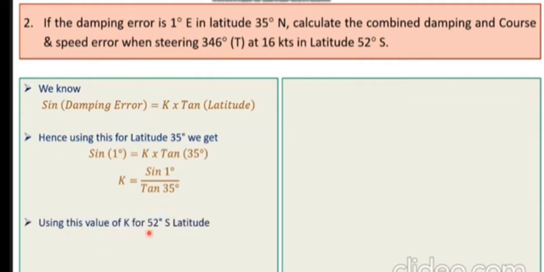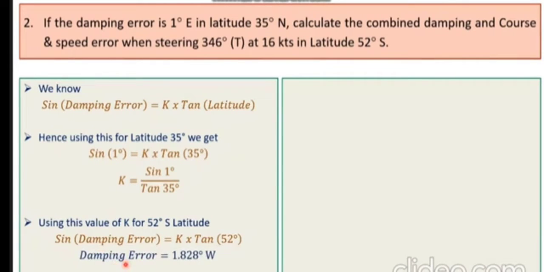Now using this value of K for 52 degrees south latitude. Now this is the latitude where we need to find our answer, the combined damping error and the CLSE. So first of all, we will get the damping error for this latitude 52 degrees south. So using the formula once again, sine of damping error is equal to K tan 52. Value of K is known to us now. So multiplying it with tan of 52 and taking a sine inverse will give us the damping error as 1.828 degrees.